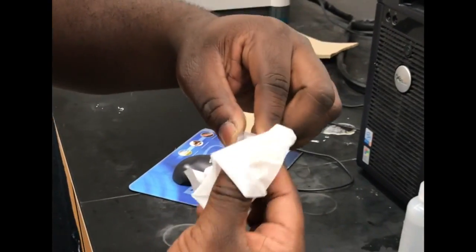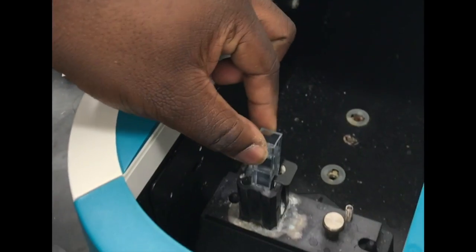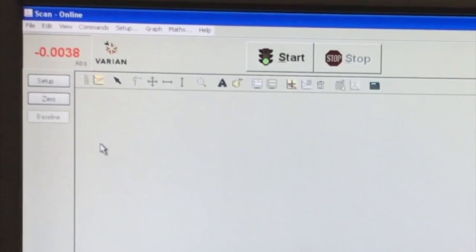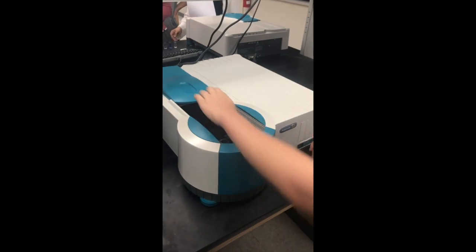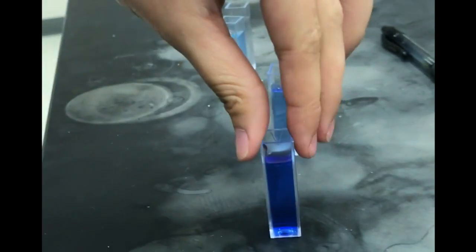Once we filled all of our cuvettes with our solutions and one with water, we go to the spectrophotometer room and zero out the spectrophotometer by placing the cuvette filled with water into the spectrophotometer and pressing 0 on the computer. Be sure to remove the cuvette from the spectrophotometer and close the spectrophotometer lid.